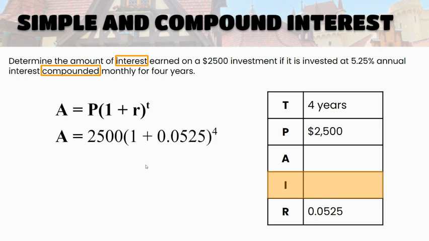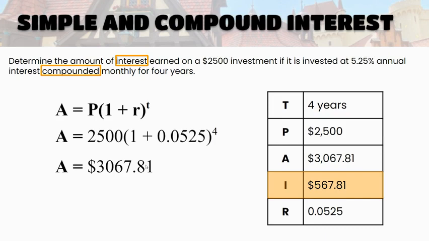So I go ahead and plug in, and I type that in the calculator, and I get $3,067.81. That's our total amount. That's what the compound interest formula finds. Now I'm going to go ahead and subtract our principal to find the interest. So $3,067.81 minus $2,500 is $567.81.